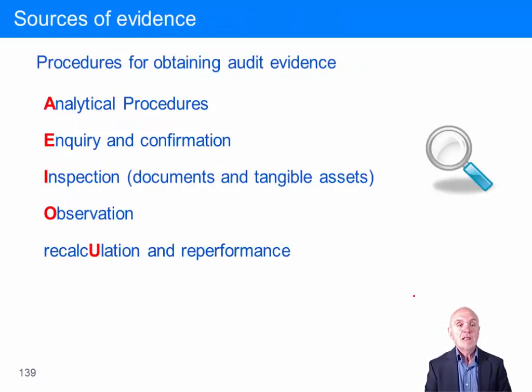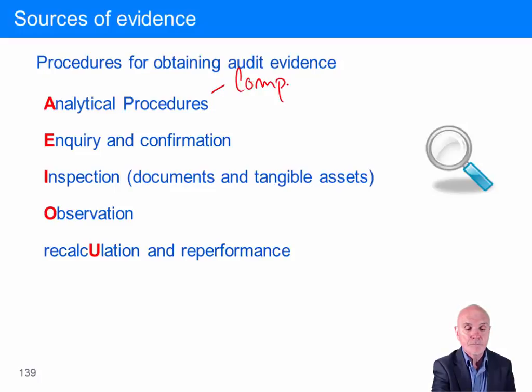Auditors of all sorts need to look for audit evidence, and these are the only 5 ways of collecting audit evidence. Audit evidence that things are going right, or there may be some problem that we need to investigate. Analytical procedures is basically kind of comparisons, maybe ratios.